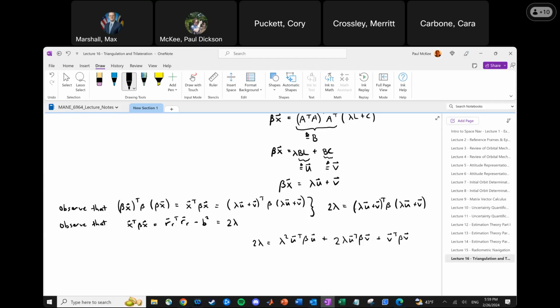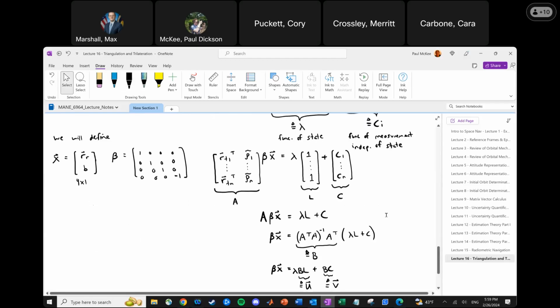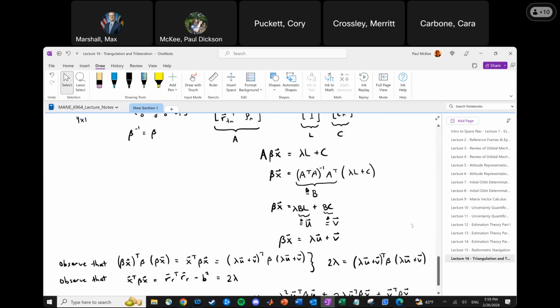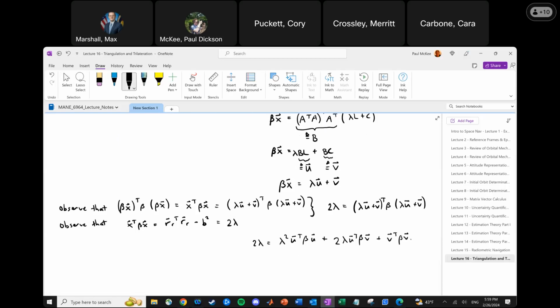Okay. Now, remembering that this is actually, we'll put this up here. This may or may not be obvious, but beta inverse is just the same as beta. So we're going to get a little bit sloppy about our inverses in a second, but we can get away with it. We can turn this into a polynomial, which looks like this. Lambda squared times u transpose beta u plus 2 lambda, and then in parentheses, u transpose beta v minus 1. So that's, we're moving this 2 lambda over to the other side of the equal sign. Plus v transpose beta v is all equal to 0.